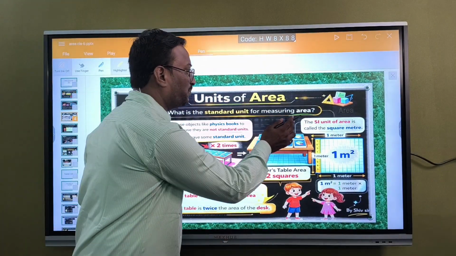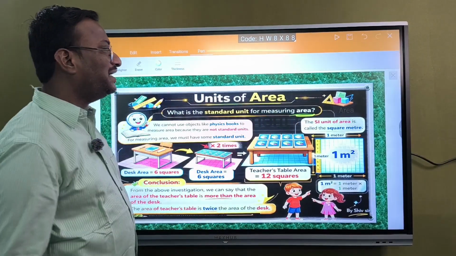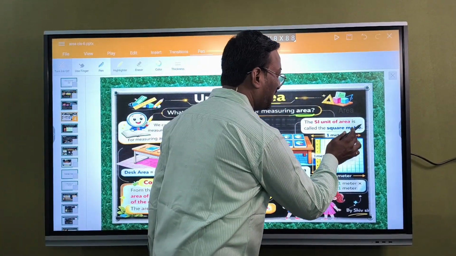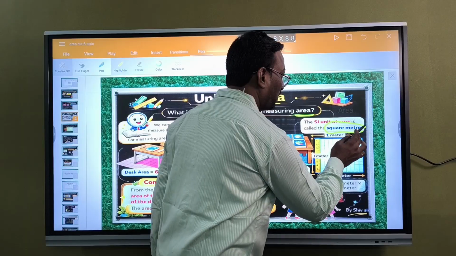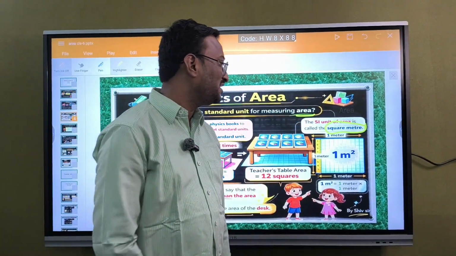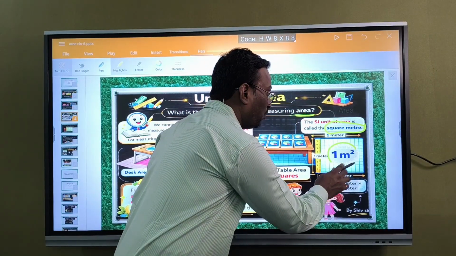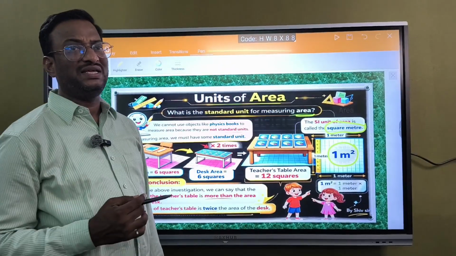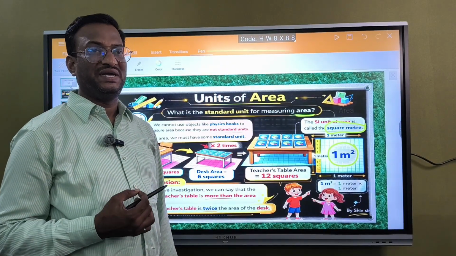What is the standard unit to measure area? The standard unit to measure area is the square meter. Remember children, 1 square meter can also be called 1 meter square. 1 meter is equal to 100 centimeters.